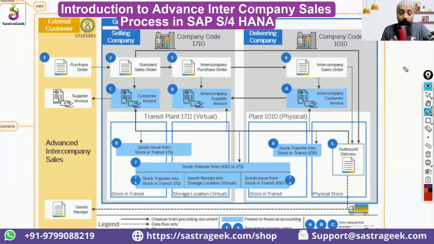This is how things would be happening in the system. So this is your external customer. This external customer is giving you a purchase order. As soon as he gives you the purchase order, you would be creating a sales order. Here I will tell you what process can be done automatically and what would be manual. This would be manual. This also can happen with automation in S/4HANA.